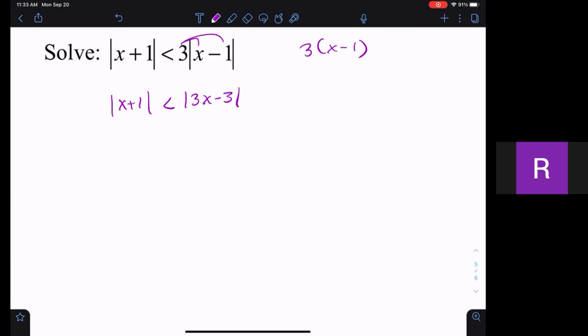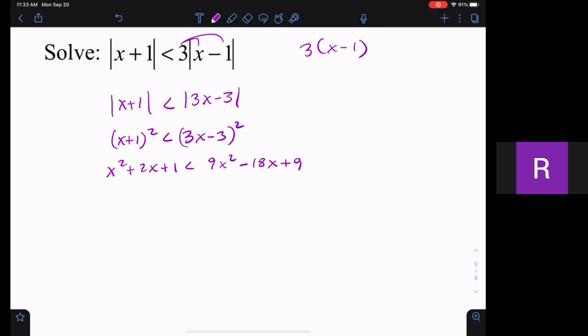Now think about this. Whatever comes out of the absolute value is going to be positive. So that means I can replace the absolute value with a square, because whatever comes out is going to be positive anyway. It's the same idea, so you can use that concept interchangeably. Now what you need to do is expand this: x squared plus 2x plus 1, and then you have 9x squared minus 18x plus 9. Now we set this equal to 0 to find the answer.